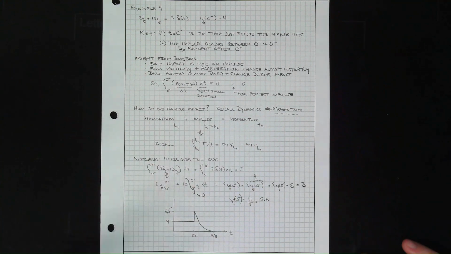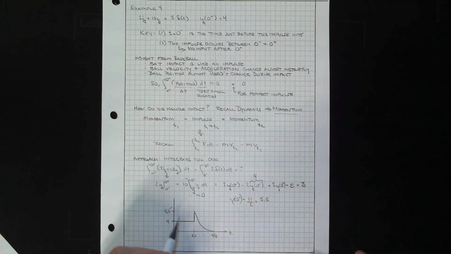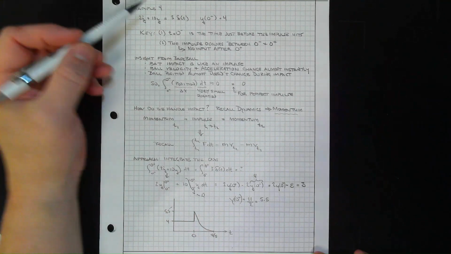So now, here it is right after this has happened. We can write the response right now. It's starting at 4. It's sitting at 4, and then, boom, it gets hit. At time equals 0, it jumps up to 5.5, basically instantly. That's how we model that. And now the impulse is done. We simply have an initial condition response, and it just dies out.